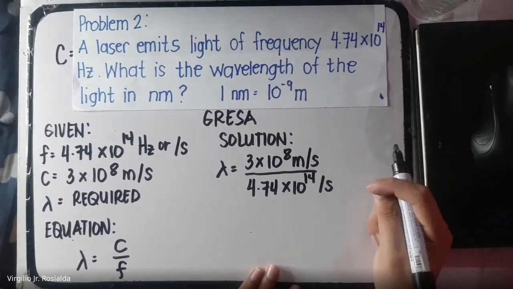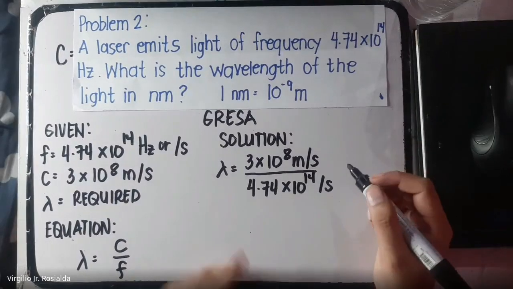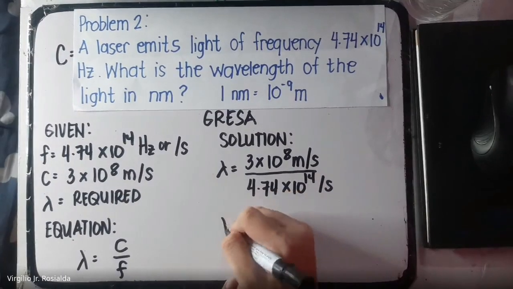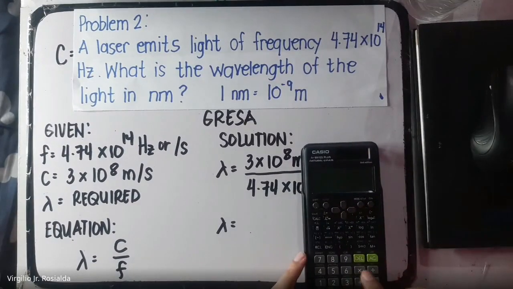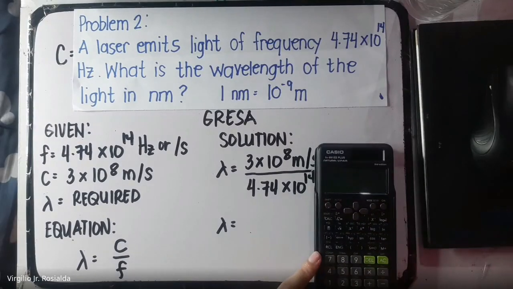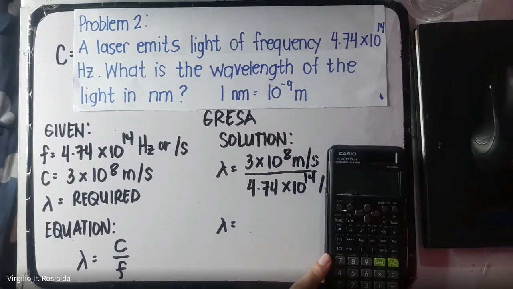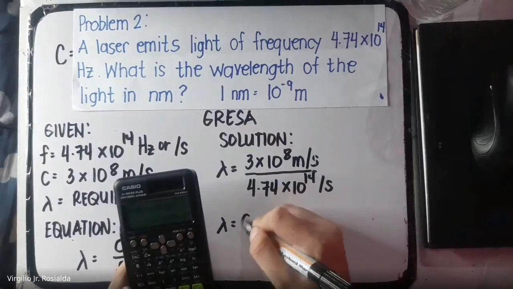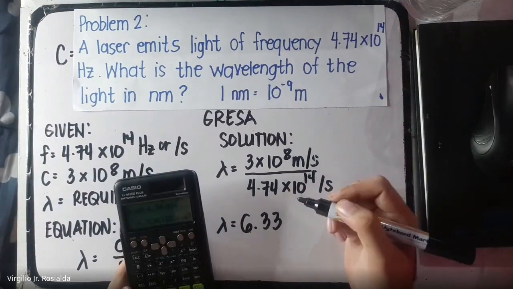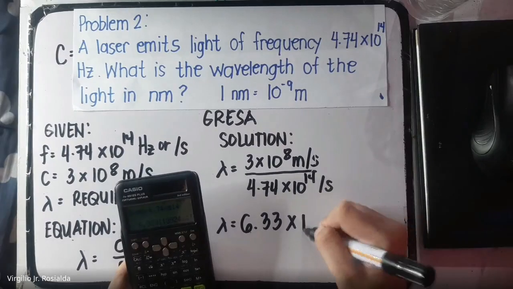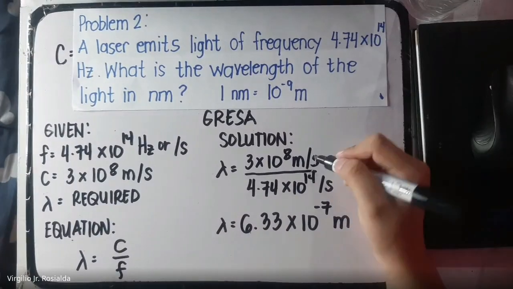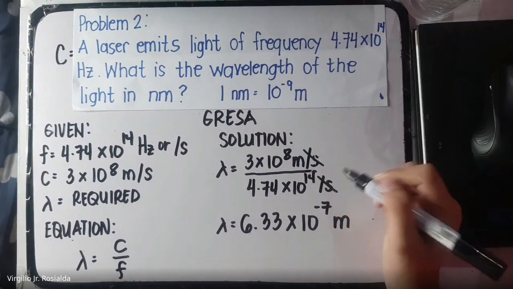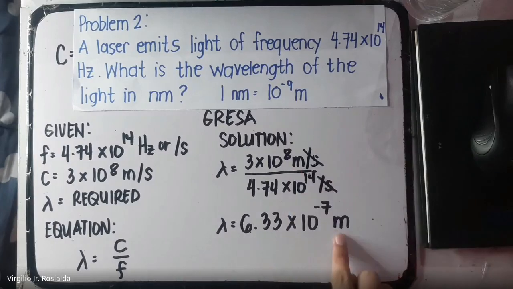Okay? So, to get the value of your wavelength, you will now have here 3 times 10 raised to 8 divided by 4.74 times 10 raised to 14. Okay. That will give you an answer of 6.33, if rounded off to two decimal places, times 10 raised to negative 7 meters. Okay. Meters kasi cancel yung per second dito, cancel yung per second sa baba. Meters na lang yung natira natin. At ayun yon.